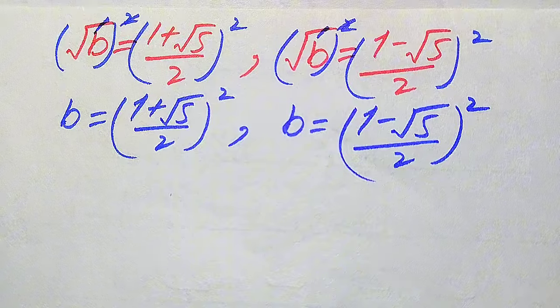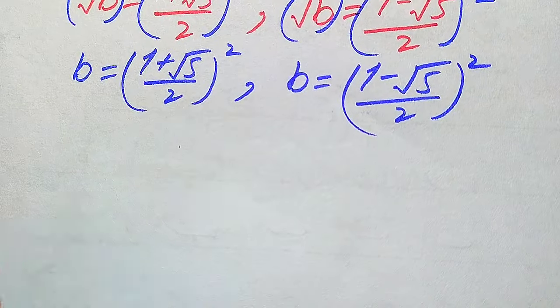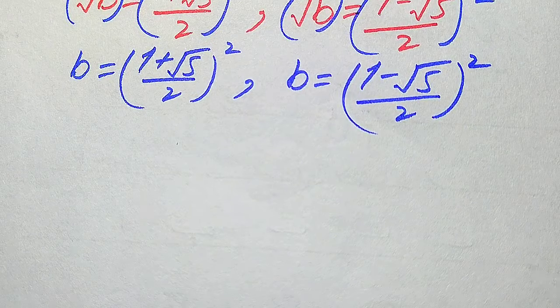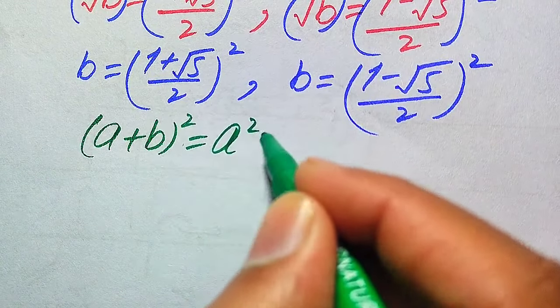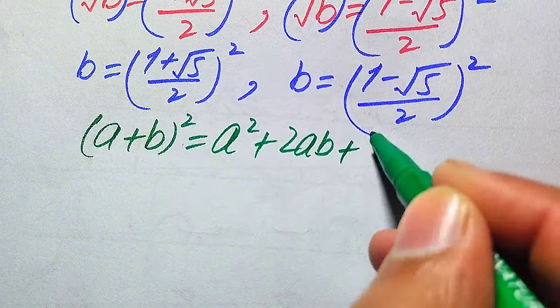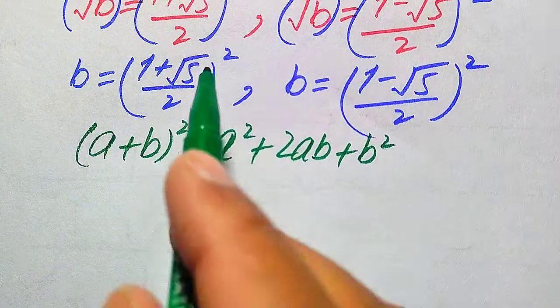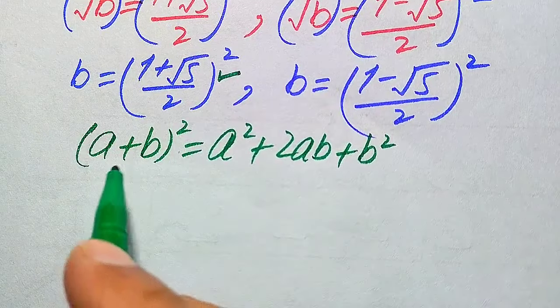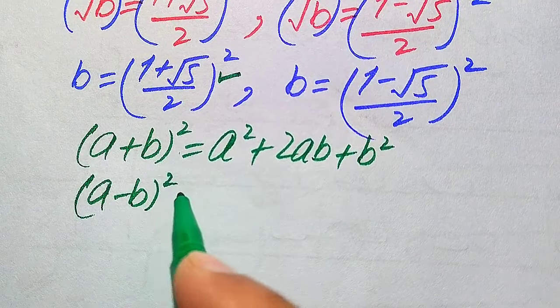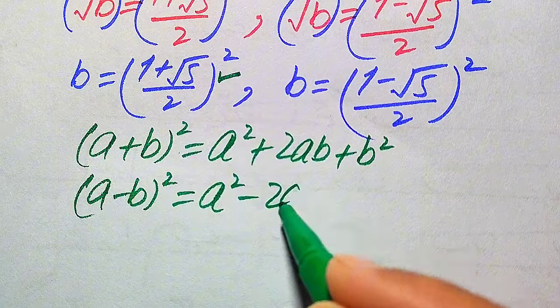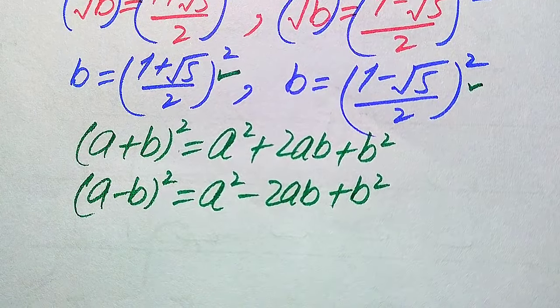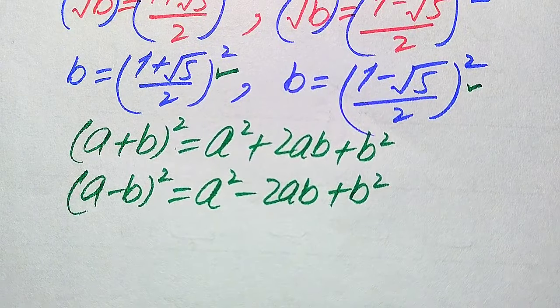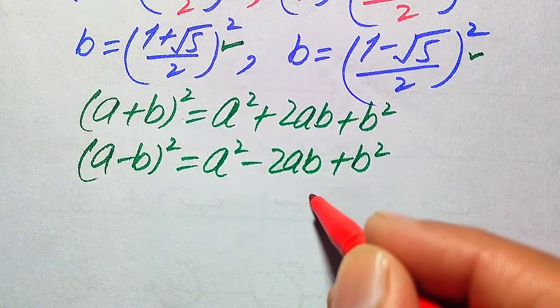And in the next step we use two nice algebraic formulas. You know about that: a plus b whole square is equal to a square plus 2 times ab plus b square, we apply this formula to the numerator of this term, and a minus b whole square is equal to a square minus 2 times ab plus b square. We apply this formula to the numerator of this term. So we apply both of these two formulas to the above equation.